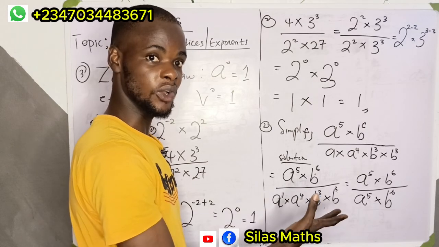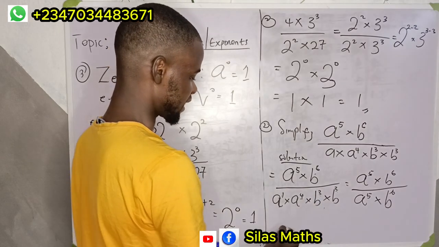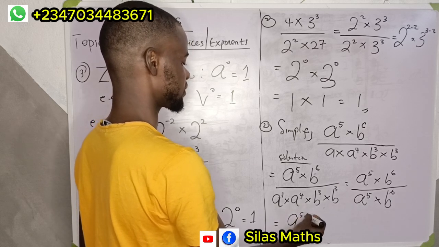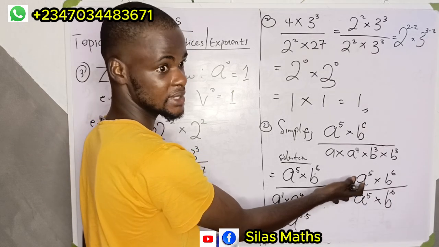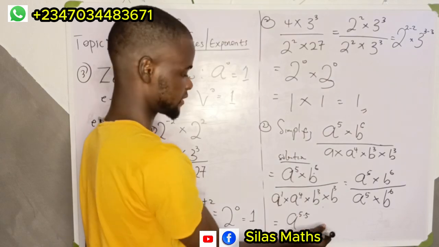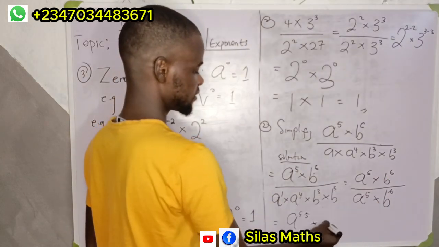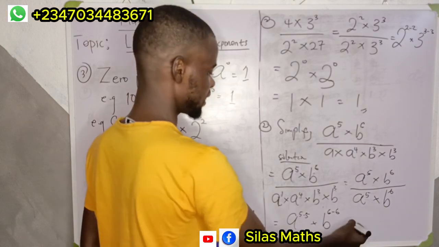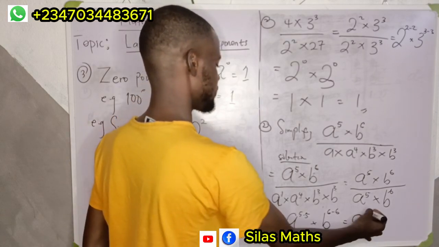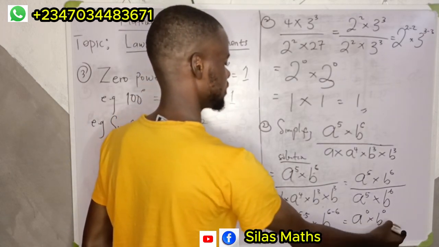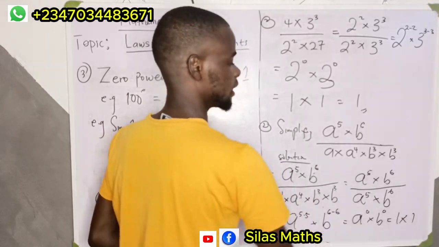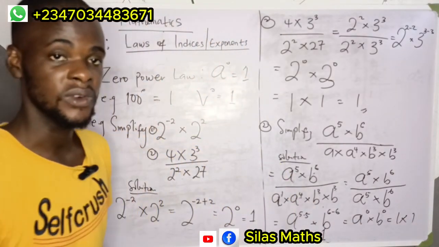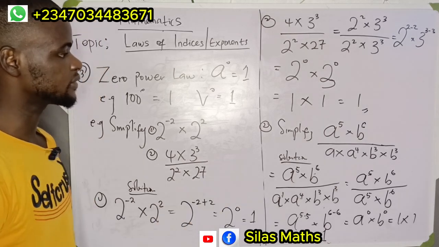Or if I want to use the law to solve this, I can say this is now equal to a to the power of 5 minus 5. Since they are of the same base and they are divided, we subtract their powers, times the same base, b to the power of 6 minus 6. And that will end up giving us a to the power of 0 times b to the power of 0, which is 1 times 1. And 1 times 1 is equal to 1, the final answer.